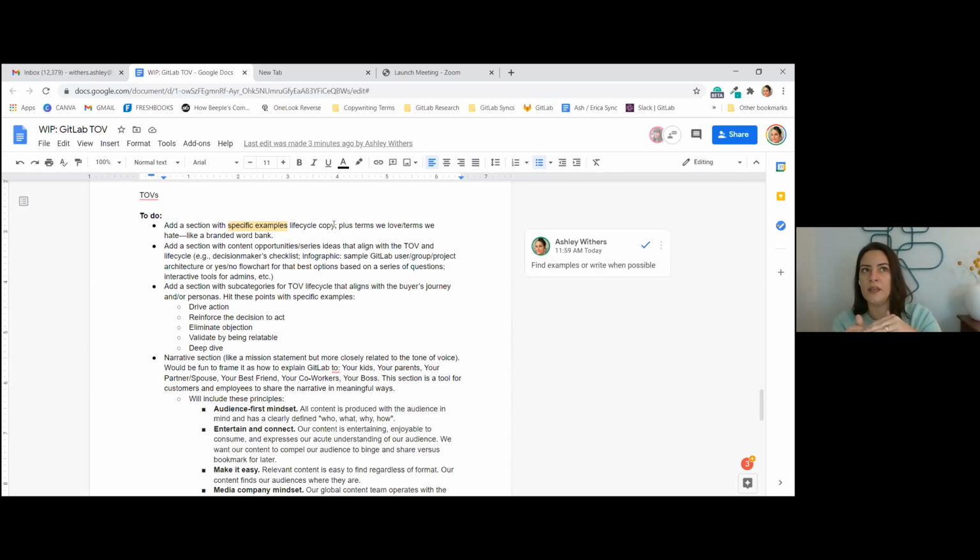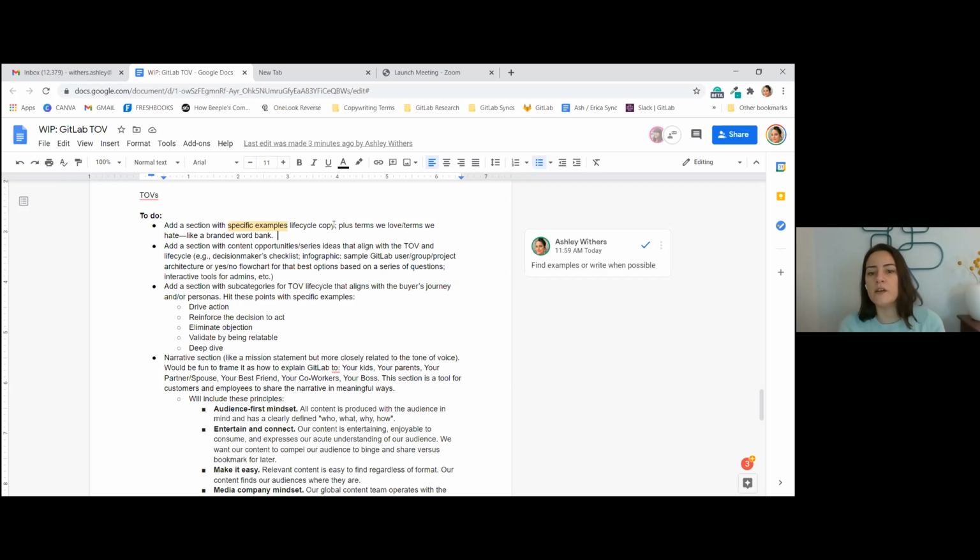How to explain GitLab in this many words, and this many words, and this many words. I want to break it out into something a little bit more human for the overall tone of voice. And so how to explain GitLab to your kids, your parents, your partner / spouse, your best friend, your coworkers, your boss. And I know that seems like a lot, but actually it would just be like a quick little elevator pitch for each of these.